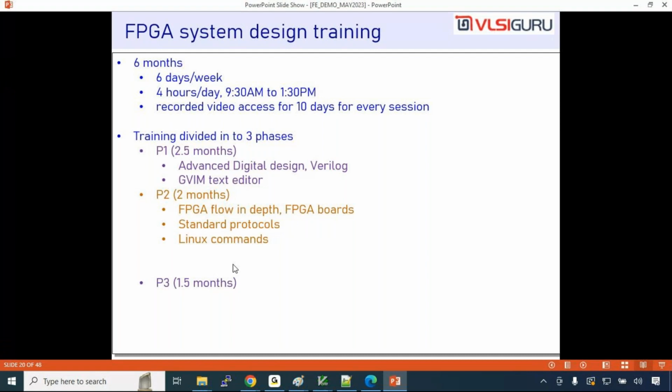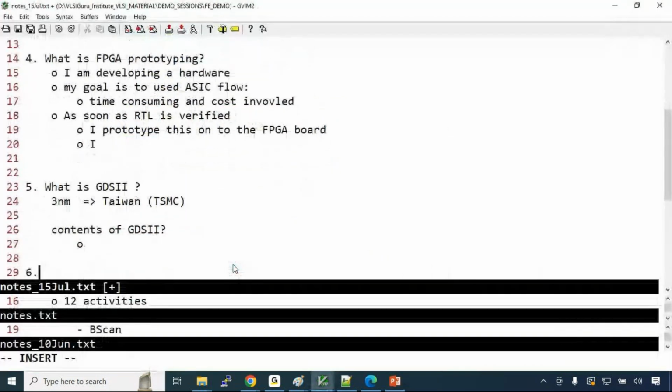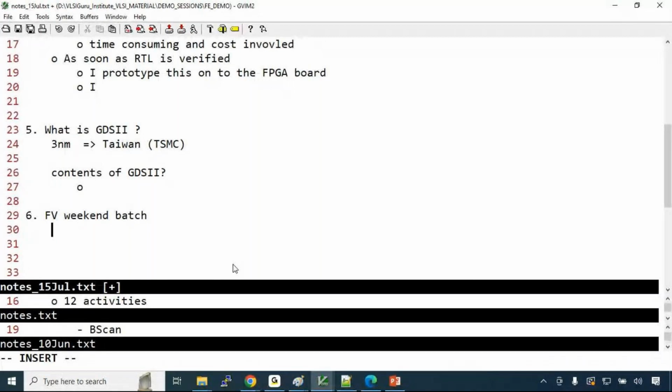Timing typically for the functional verification weekend batch mostly goes from 9:30 a.m. to 1:30 p.m. on Saturday and Sunday. This will be the schedule. If there is a need, we can even have a lab session in the afternoon, as required.